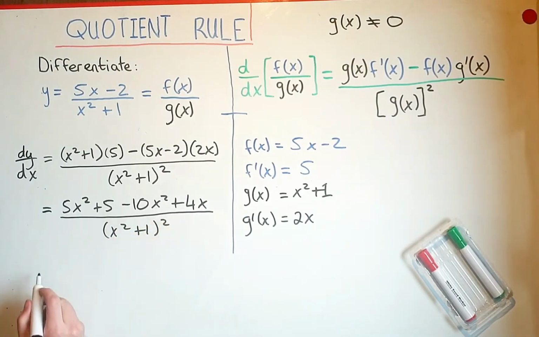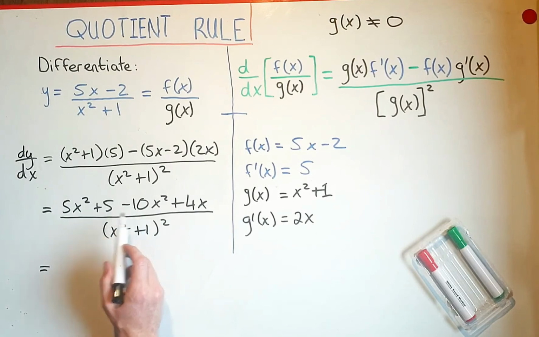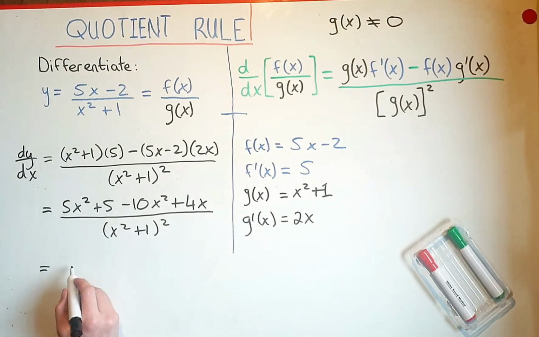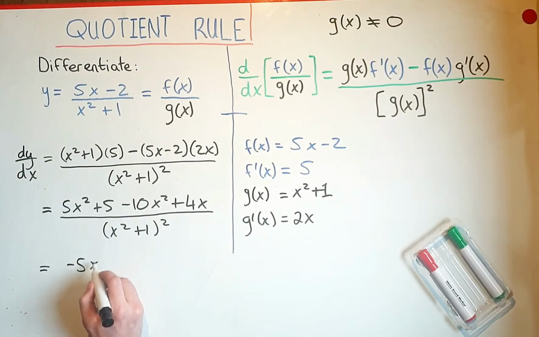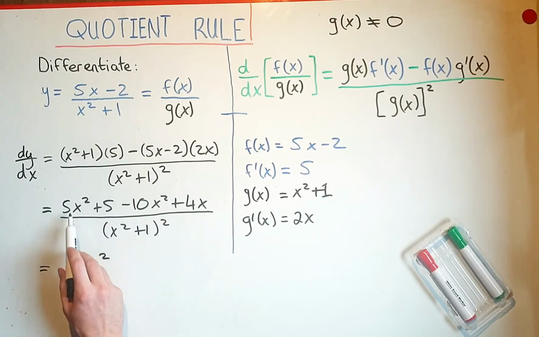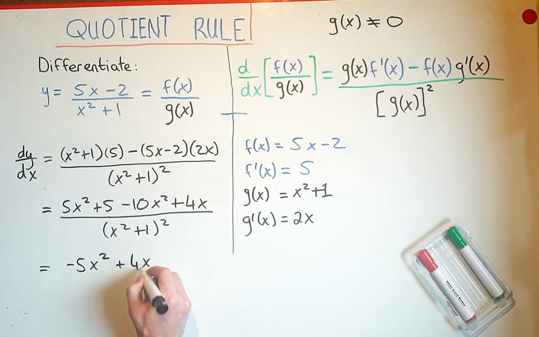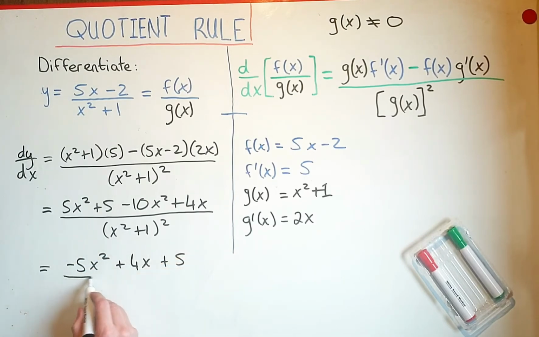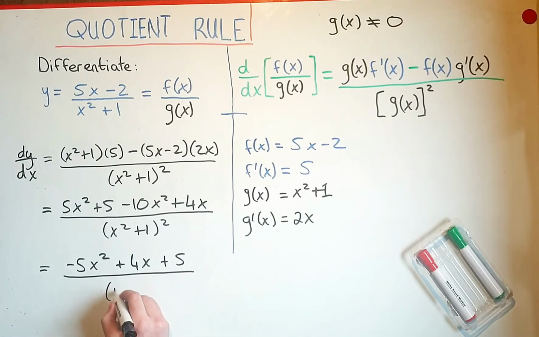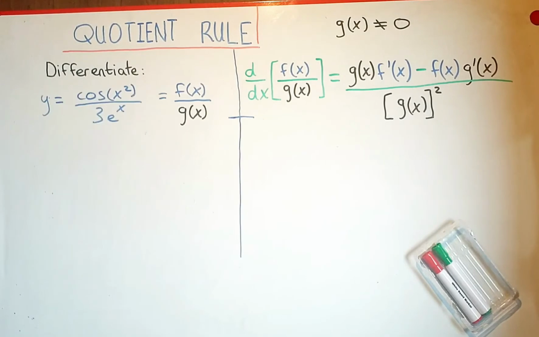And then finally, just simplifying the top part here, we have a minus 10x squared, a plus 5x squared, which is going to give us a minus 5x squared. So that's them two expressions done. And then we're left with a plus 4x, and we're left with a plus 5. And that is all divided by x squared plus 1 squared. Alright, so this is going to be example 2.